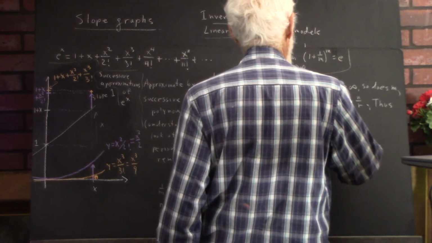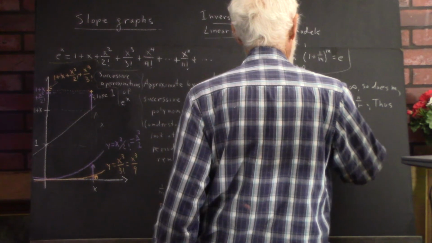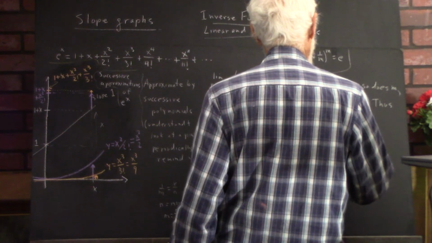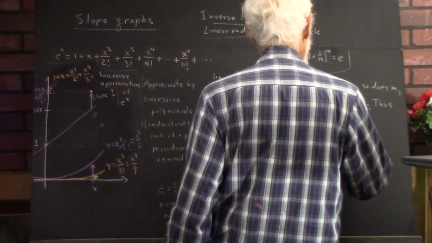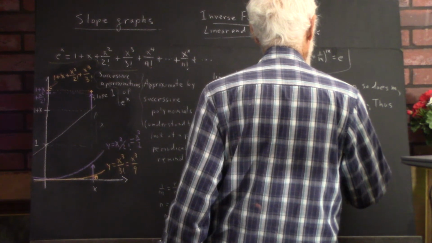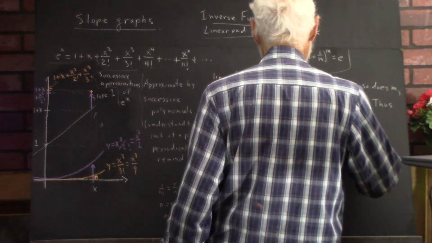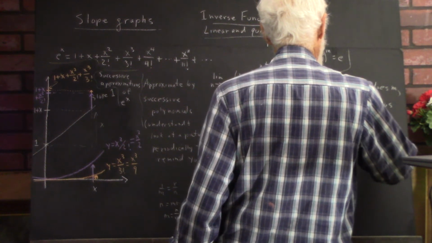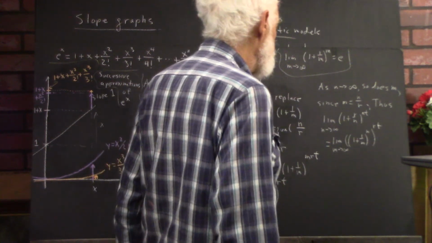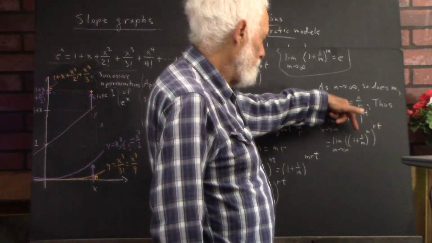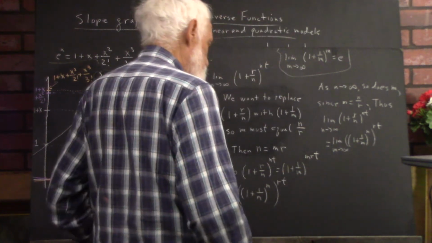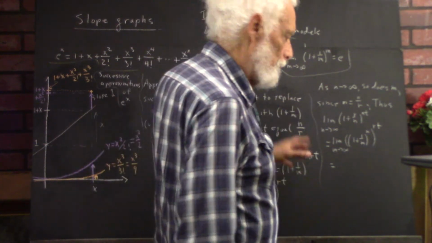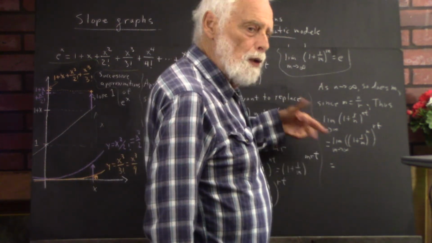So since m equals n over r, thus the limit as n goes to infinity of (1 + r/n)^(nt) equals the limit as m goes to infinity of ((1 + 1/m)^m) raised to the Rt. And Rt doesn't change when m does. And again, there are a couple of formal steps that you would want to understand, and I'm not going to explain them here. It'd take us too far away from what we need to see.